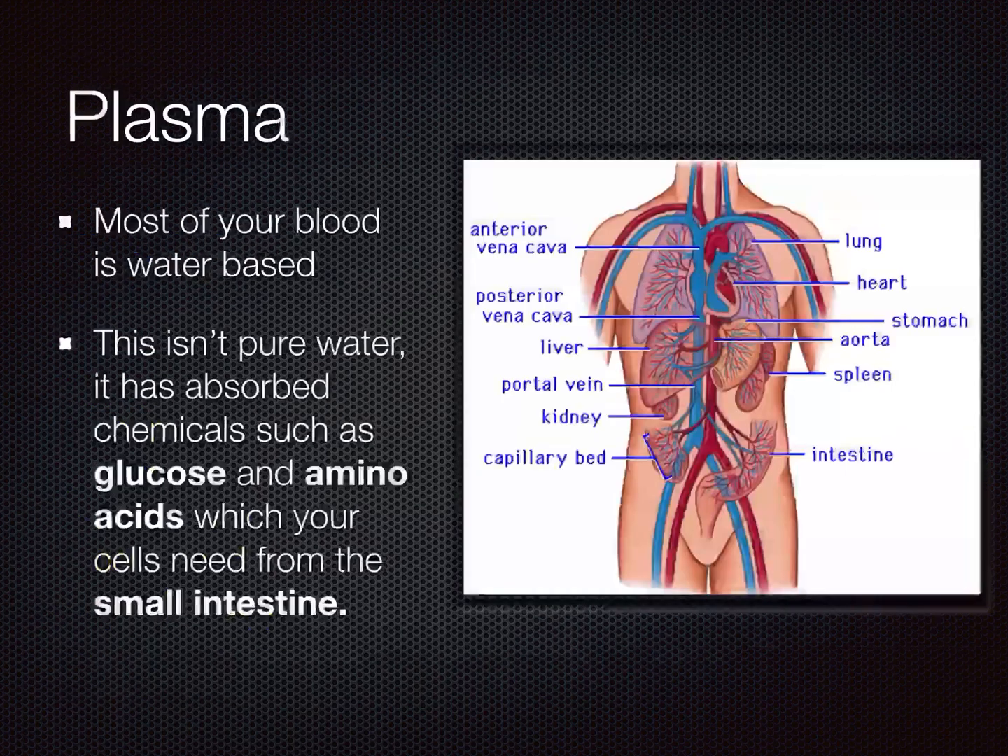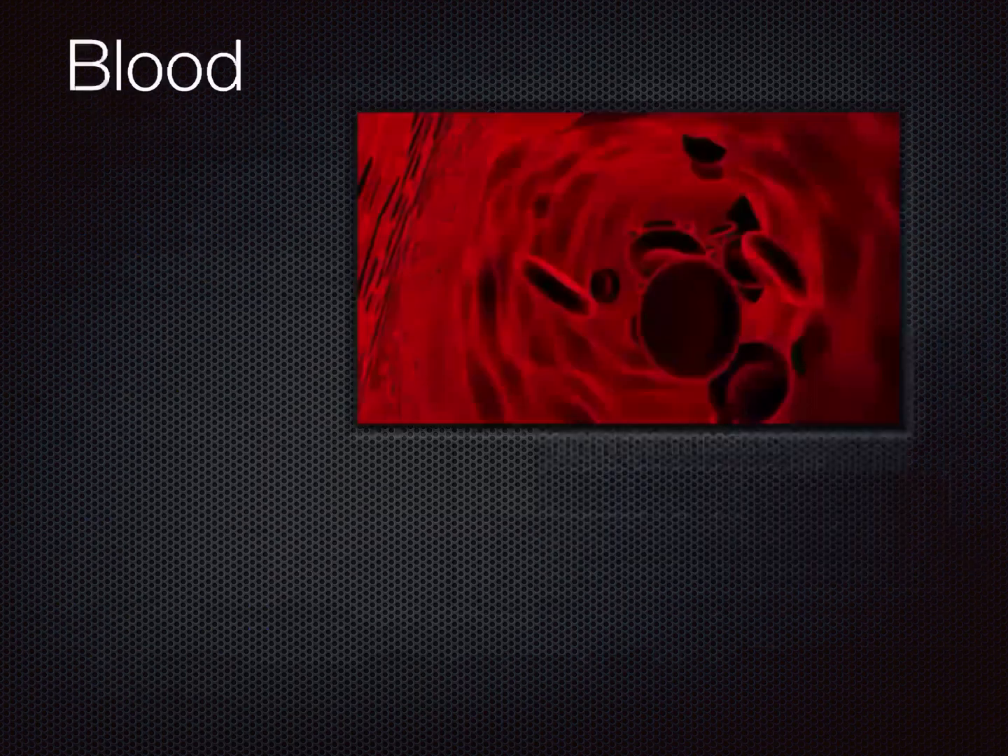So the blood itself is mostly water based. It's not pure water though, because it's carrying those chemicals such as glucose and amino acids. So it's more of a kind of yellow colour in fact. And sometimes in hospital shows you'll see a kind of yellow bag of plasma hanging up, and that's being connected to the patient through a tube, and they're adding plasma to the person.